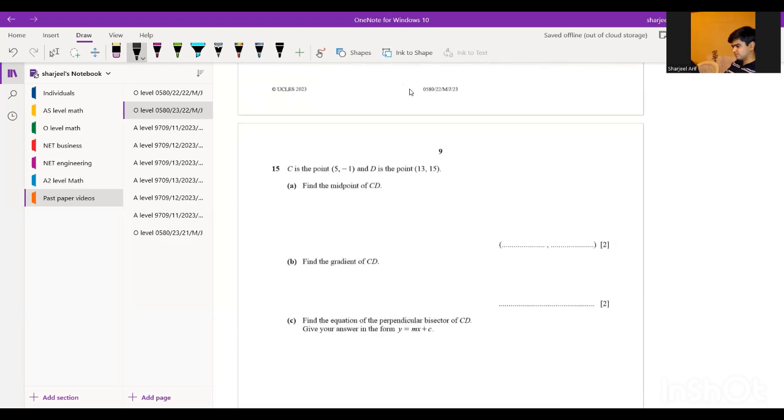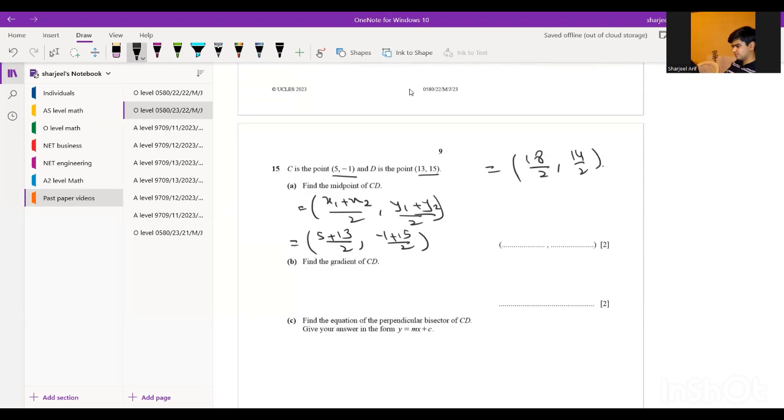For question number 15, we have to find the midpoint of CD. We have C (5, -1), we have D (13, 15), and we will use the formula (x1 plus x2) over 2, (y1 plus y2) over 2. This will be (5 plus 13) over 2 and (-1 plus 15) over 2. 18 over 2 and 14 over 2, and the answer will be (9, 7).